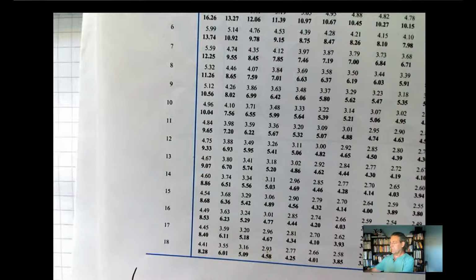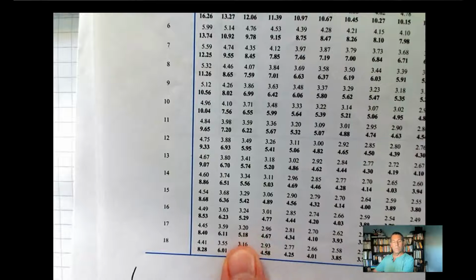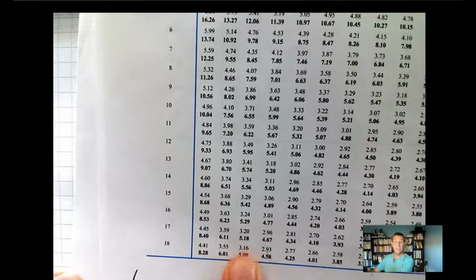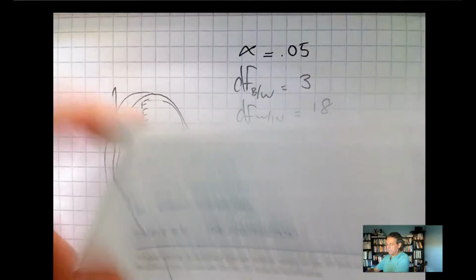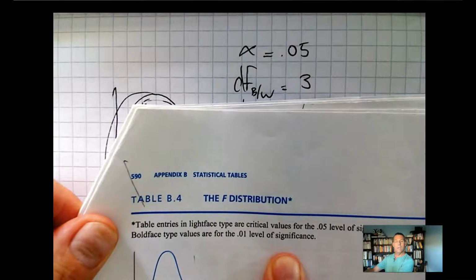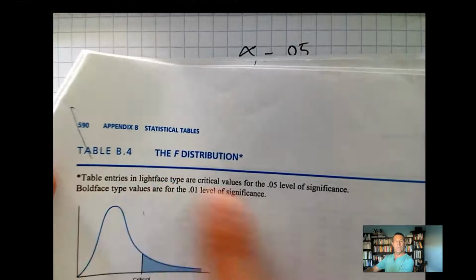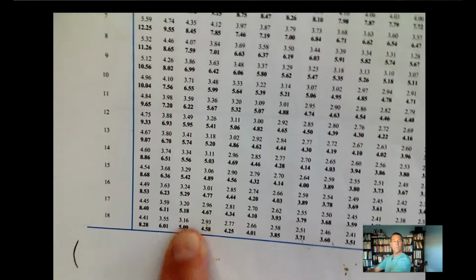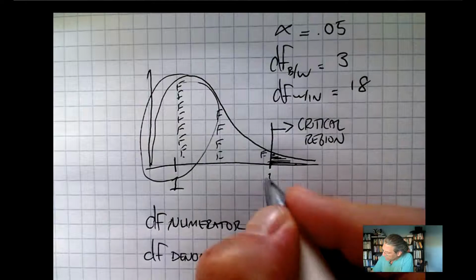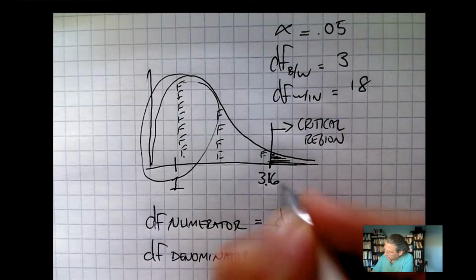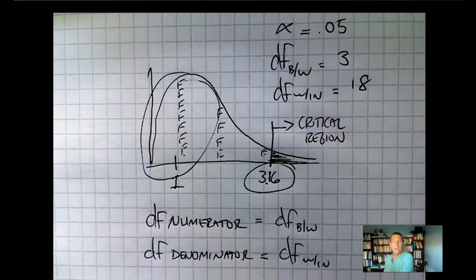3.16 and 5.09. We're going with the 3.16 because the top number is the alpha 0.05. The bottom number is the alpha 0.01. And just in case you forget, that says that right up here. Bold is the alpha 0.01, and then the light face, not bolded, is the alpha 0.05. So ours, again, way down here was 3.16. So what we just found out is that this is 3.16. That's the cutoff for a critical region.